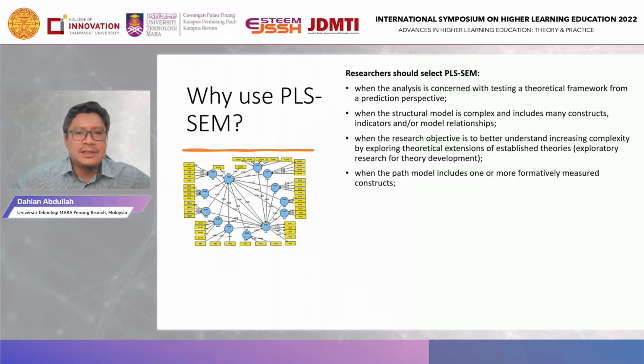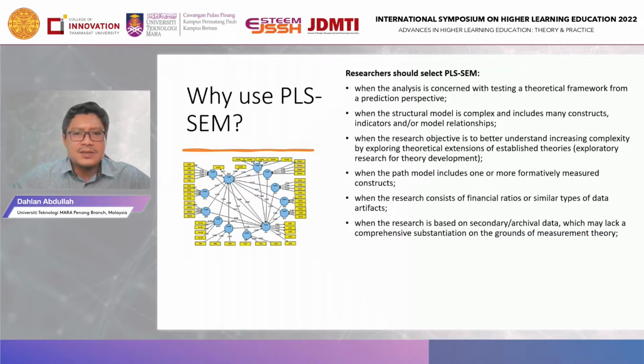And then when the path model includes one or more formative measure constructs. Formative measure construct meaning some construct here or some latent variable here, depending on what we call measurement theory. Some measurement theory for certain construct, certain construct is measured based on reflective, we call it a reflective construct, and some measured are formative construct. We will talk about this later after this. And then when the research consists of financial ratio, also we can use this one. And then when the research is based on the secondary archival data, also we can use PLS-SEM.